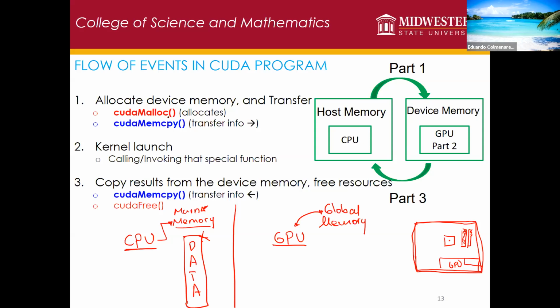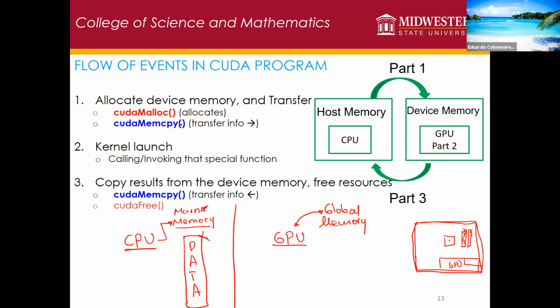CUDA malloc. CUDA malloc is the command that the CPU is going to use to tell the GPU, I need you to do me a favor. I need you to reserve this amount of memory because I need to place in that section of your memory the data that I need you to use and the data that I need you to process. That's this command. And then comes this command, CUDA memory copy.